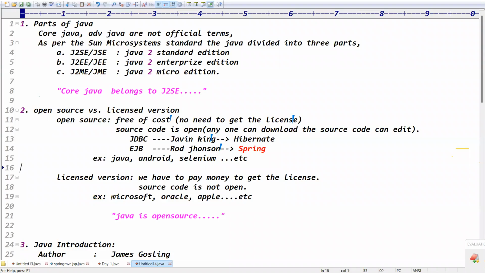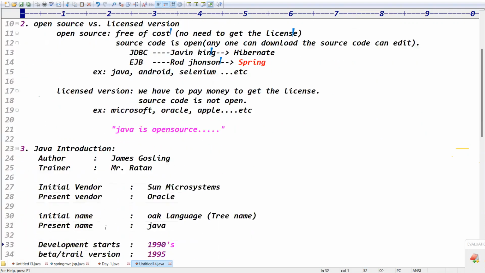Licensed versions are what? We have to pay money to get the license. Even though you pay the money, is the source code open or not open? Guys, source code is open or not open? Not open. Source code is not open, right? Exactly.